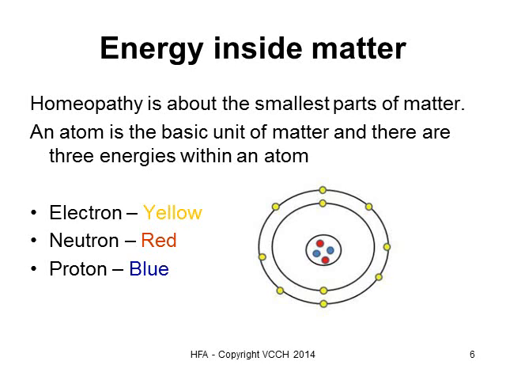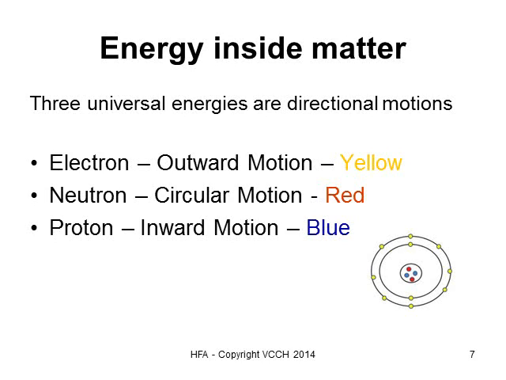Homeopathy is about the smallest parts of matter. An atom is the basic unit of matter, and there are 3 energies within an atom: the electron, which is located in the outer shell of the atom, and the neutron and the proton, which are both in the nucleus of the atom. The 3 universal energies are directional motions. The electron is outward motion, or yellow. The neutron is circular motion, or red. And the proton is inward motion, or blue.